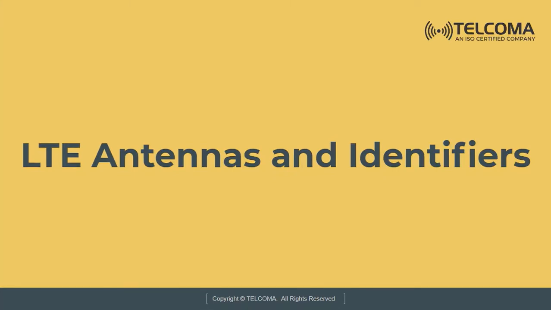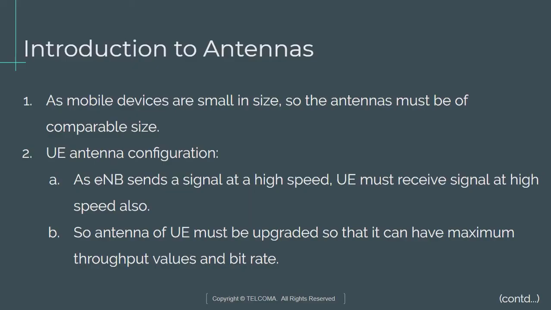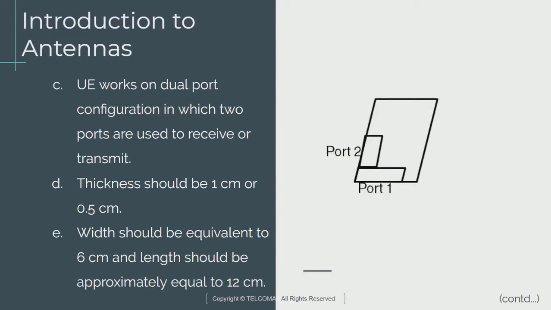The next topic is LTE Antennas and Identifiers. Now we are going to start with the introduction to antennas. As mobile devices are small in size, the antennas must be of comparable size also. For the UE antenna configuration, as the Node B sends a signal at a high speed, the UE must receive the signal at high speed also. So the antenna of the UE must be upgraded so that it can have maximum throughput values and bit rate.